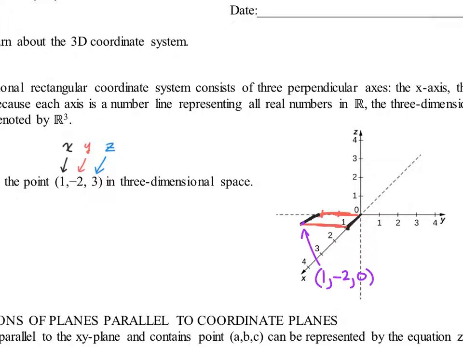So what we do is we figure out what 3 steps looks like. Maybe use the side of an index card, piece of paper or something like that. Get a sense of what 3 steps looks like, and then just slide on over. Mark that off, and then plot the point in space. All right, so this is what 3 looks like.